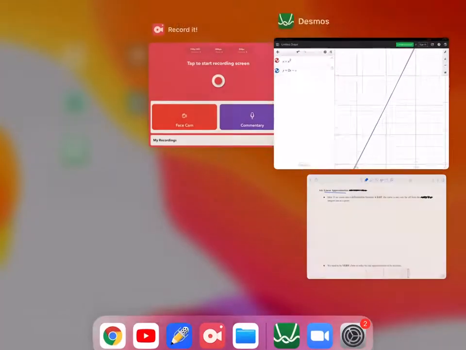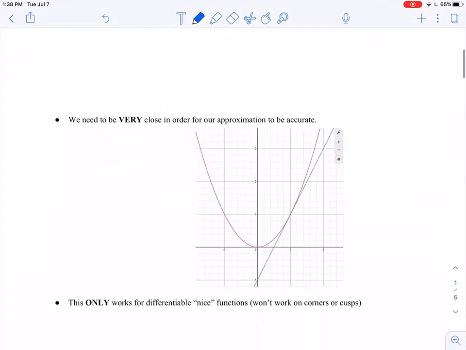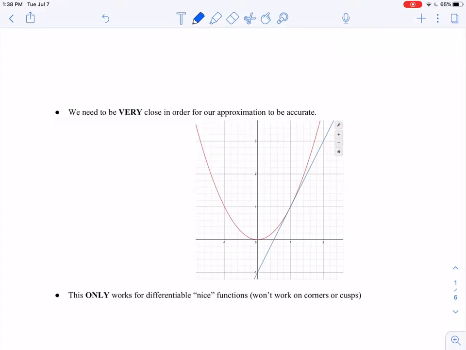of intersection. If I look at the graph, if I go farther away, like over here at x equals 0, well, there's this big distance right here between y equals x squared and my tangent line. The y values there are not all that close. One is 0, one is negative 1. You're a whole unit off, which is not terribly close. So we need to be very close in order for our approximation to be accurate.